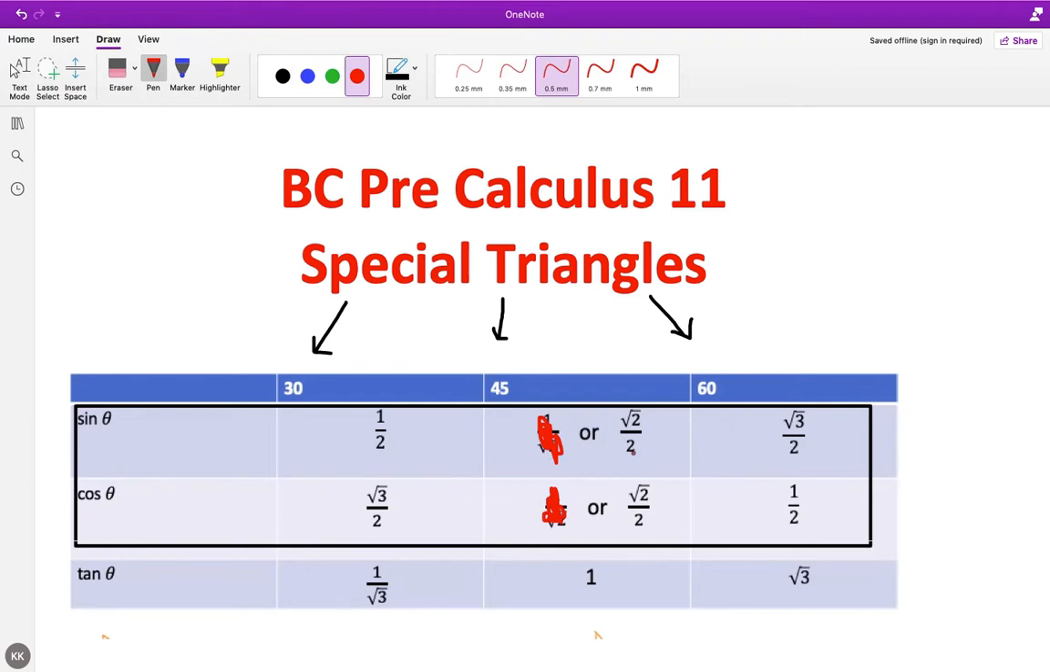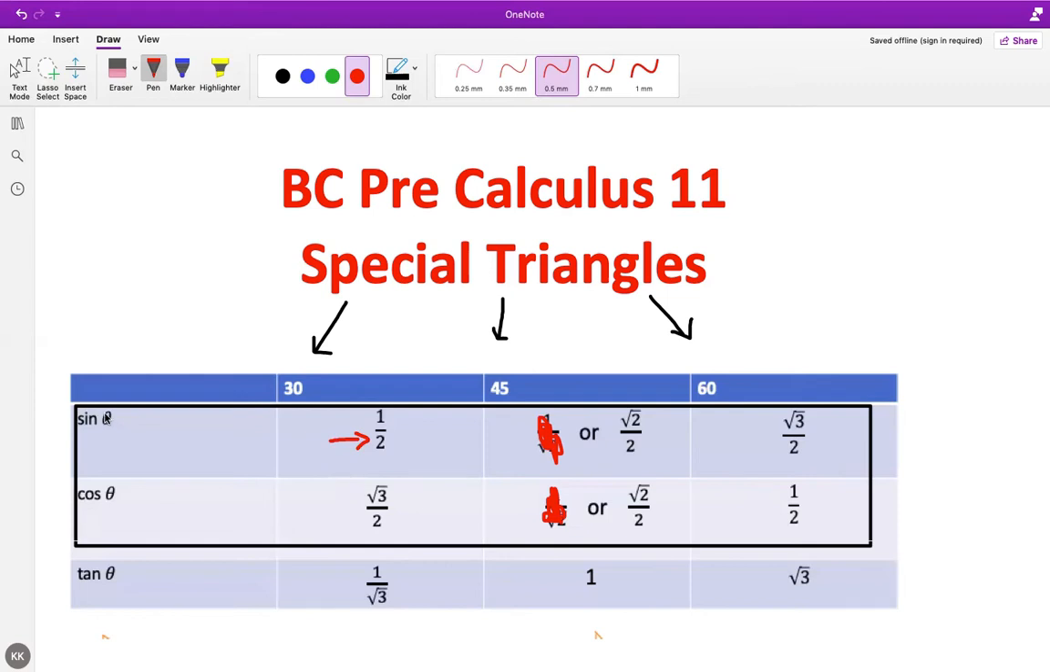So what pattern could you observe? You may be thinking that we have a 2 in the denominator, so this is good. For these 6 ratios, we have 2 in the denominator. So this is sine and cosine ratio. If you're doing sine and cosine ratio for these special triangles, we always have the 2 in the denominator. So this is one of the tricks to memorize.